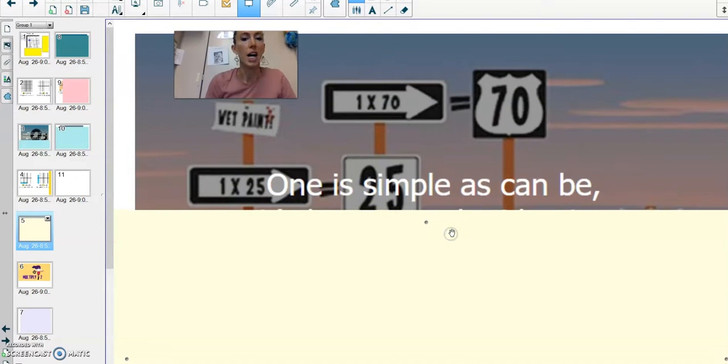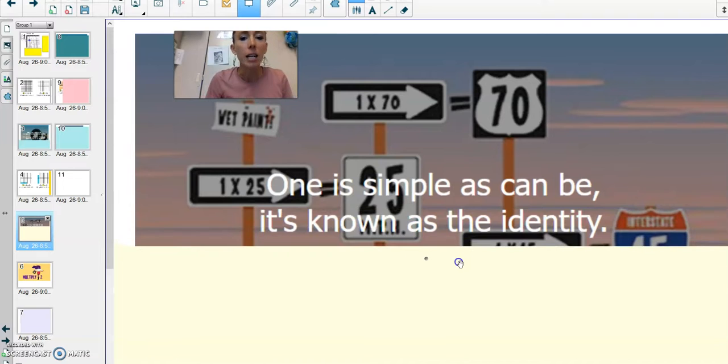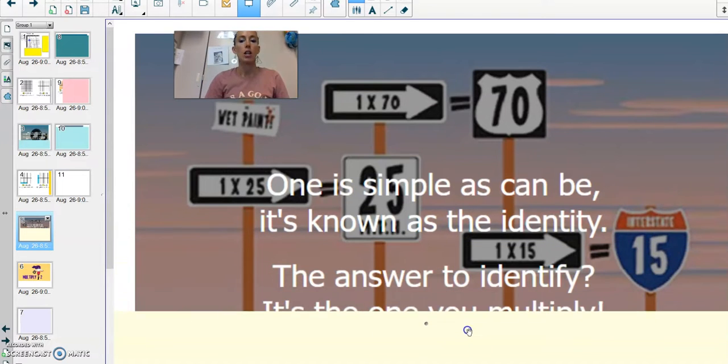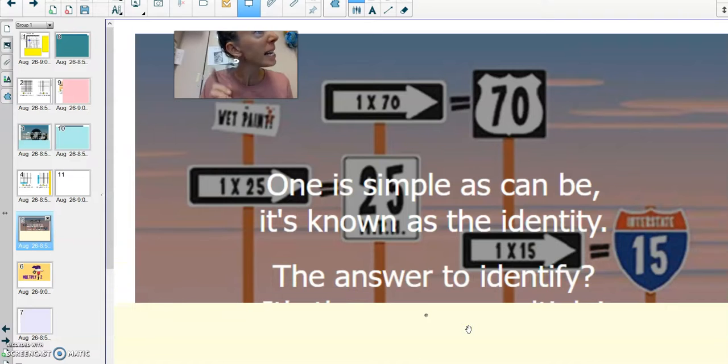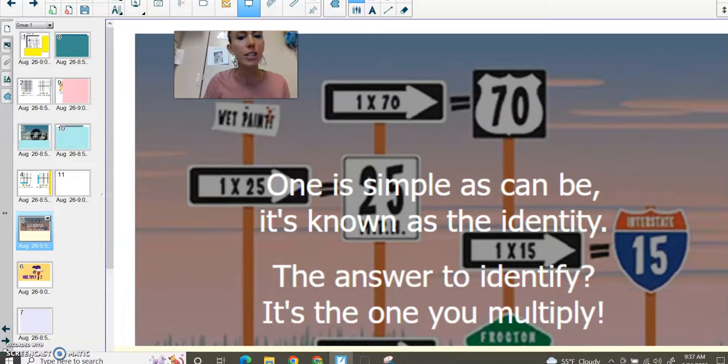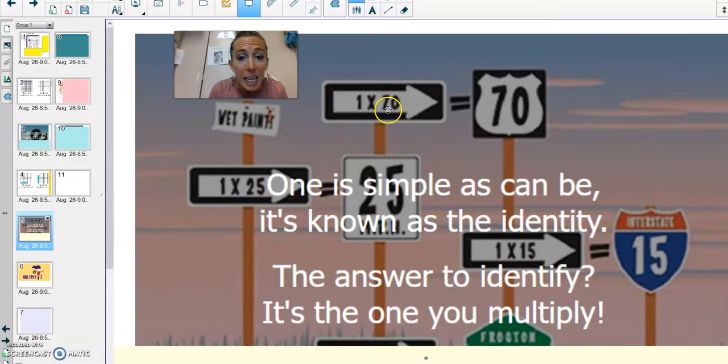1, 1, 1, as simple as can be. It's known as the identity. The answer to identify? It's the one you multiply. So if I have 1 times 70, I'm gonna get the number that I'm multiplying by, 70. It's always that other number. So go ahead and raise the roof.